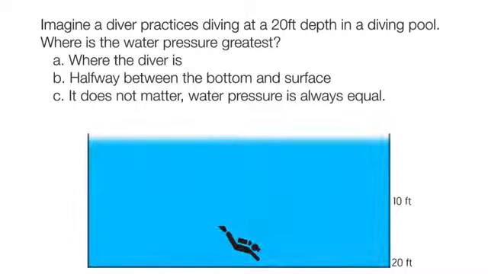Let's try another practice problem. Imagine a diver is practicing diving in the bottom of a diving pool, which has a depth of 20 feet. Where is the water pressure greatest? A, where the diver is? B, halfway between the bottom and the surface? C, it does not matter, because water pressure is always equal.